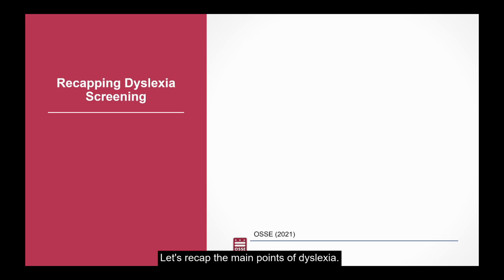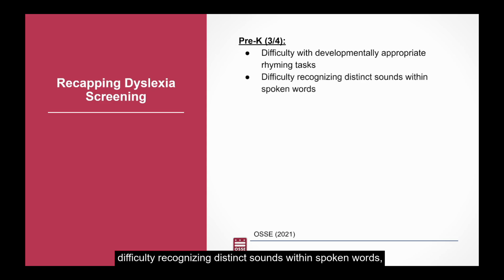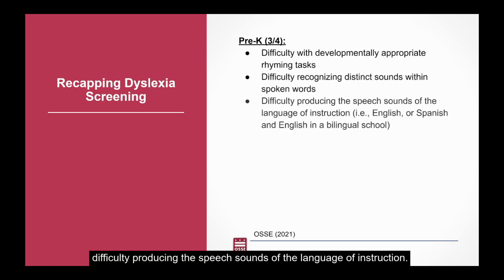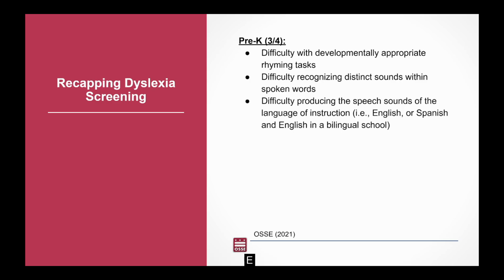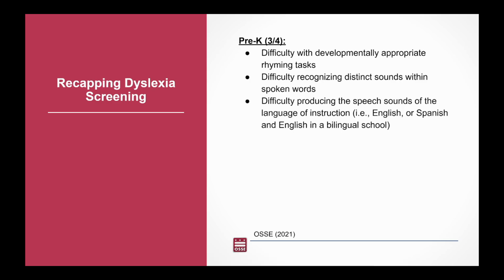Let's recap the main points of dyslexia screening for preschool-age students through second graders. Preschool to kindergarten-age students may have difficulty with developmentally appropriate rhyming tasks, difficulty recognizing distinct sounds within spoken words, difficulty producing the speech sounds of the language of instruction, i.e., English, or Spanish and English in a bilingual school.